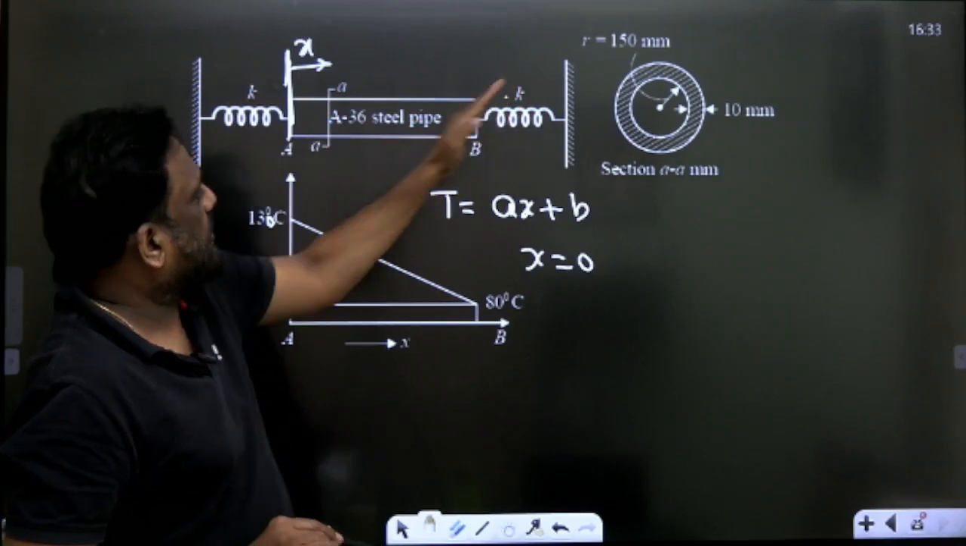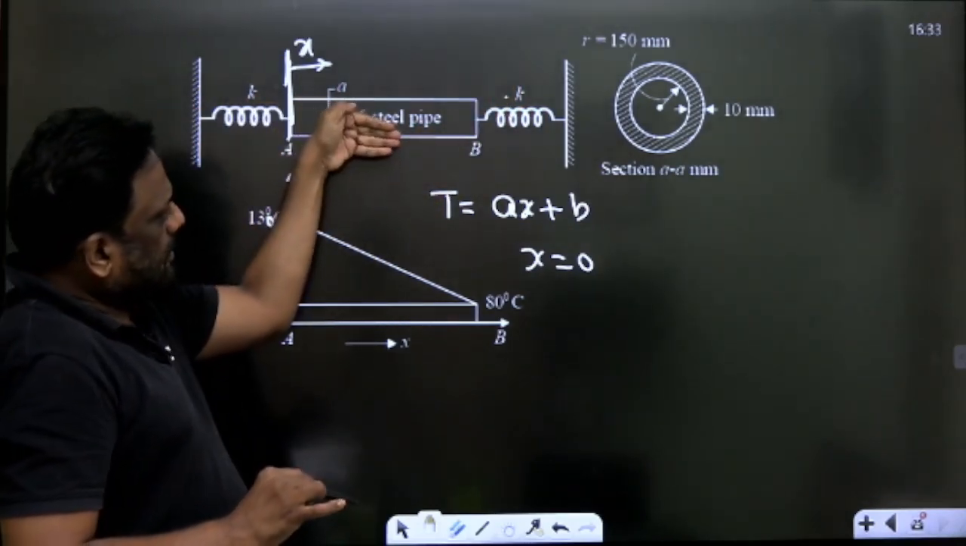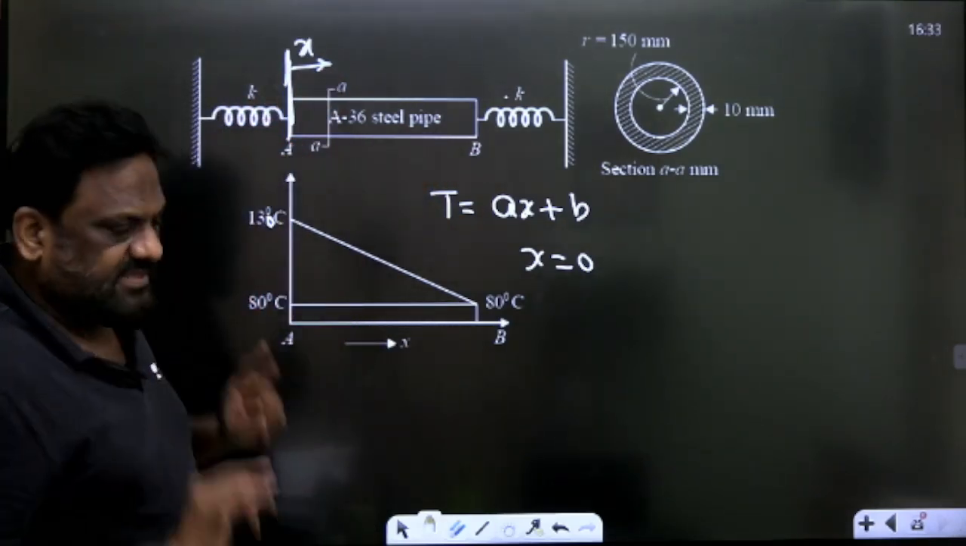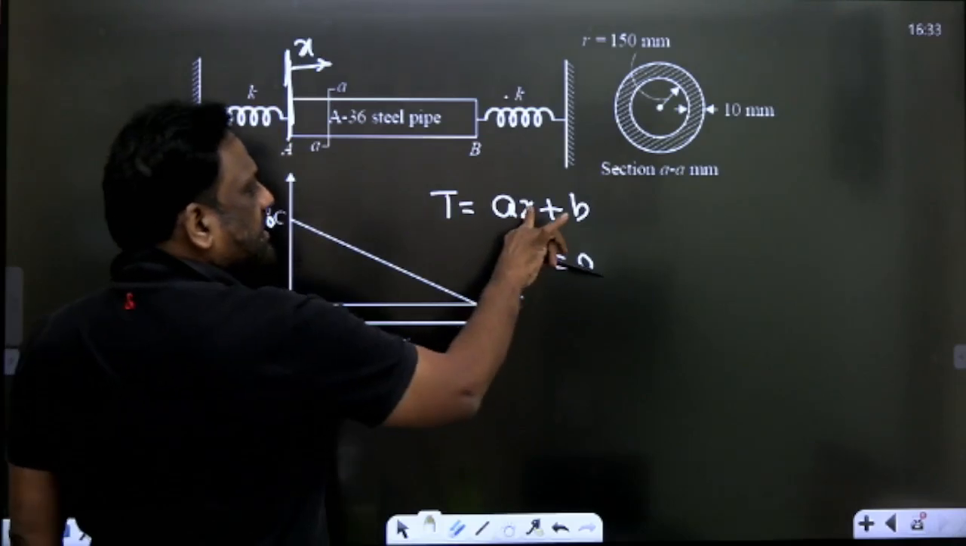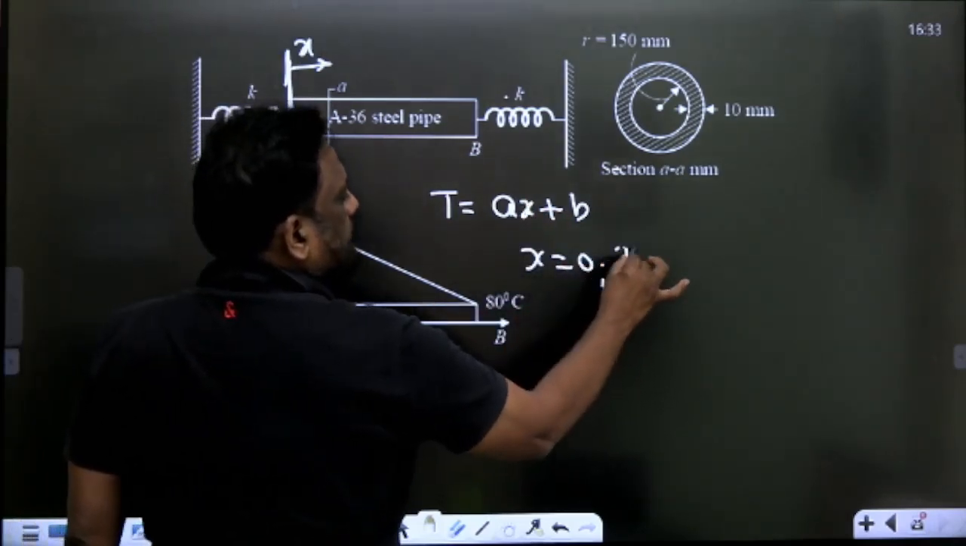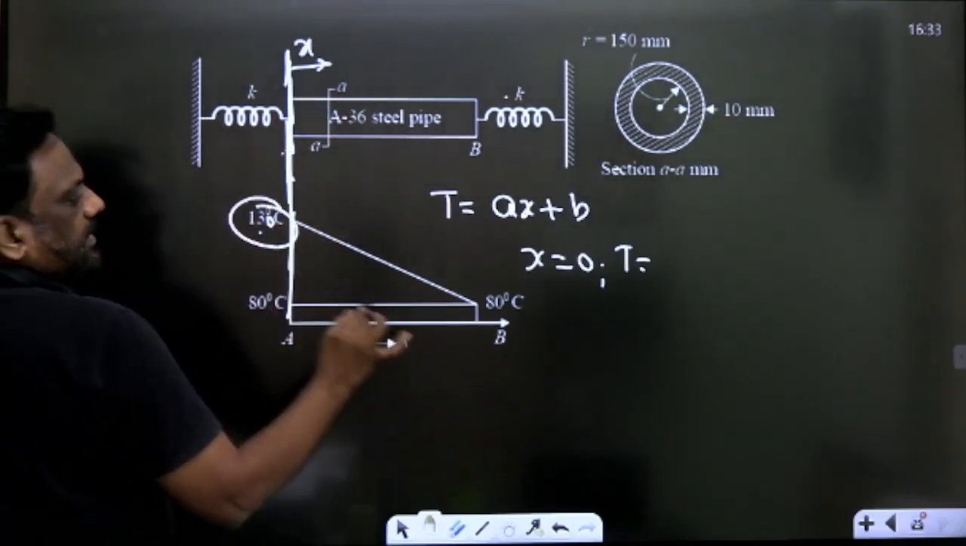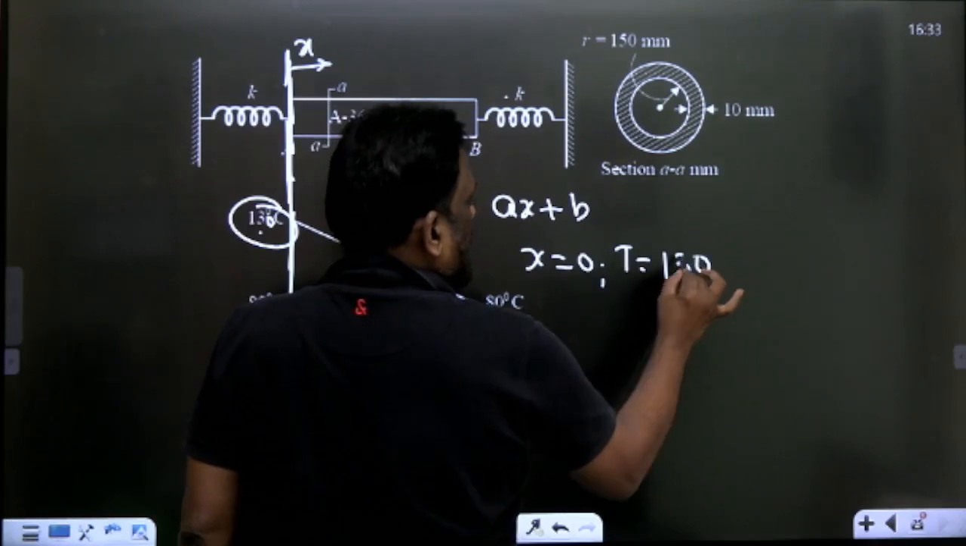The tank wall is acting like a spring. Fuel is going out of the tank, so therefore they are acting like springs. The directly equivalent figure is given. There are two springs, sir. Let's see, when X is 0, what is the temperature? It is 130. Second boundary condition.